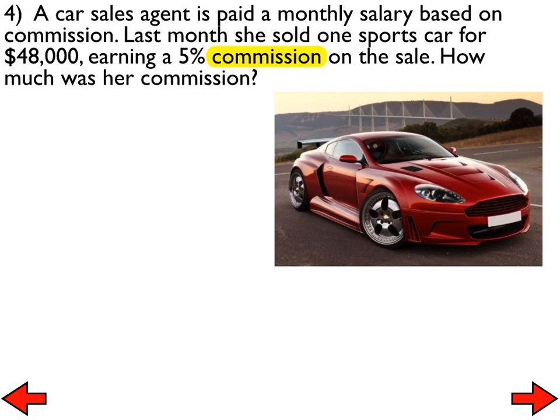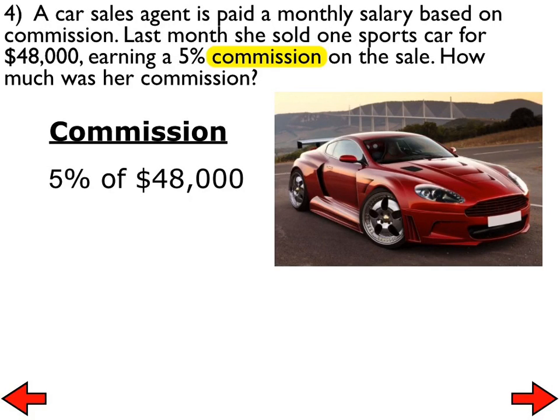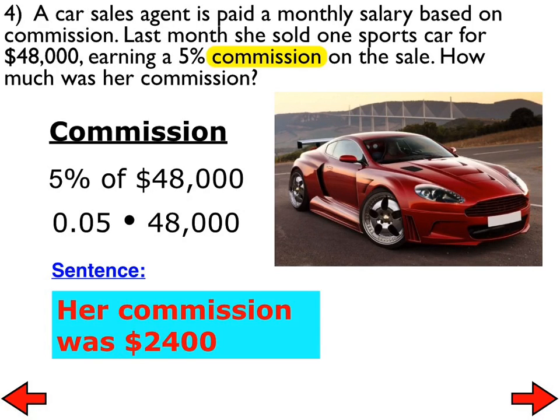Problem number 4. A car sales agent is paid a monthly salary based on commission. Last month she sold one sports car for $48,000, earning a 5% commission on the sale. How much was her commission? We are only finding the commission. We're not finding some form of a new price. So therefore, we only need to find 5% of $48,000. If you used a proportion, it would be 5 over 100 equals X over 48,000. But this is the fastest way to find it. Her commission was $2,400. Any questions on this one?